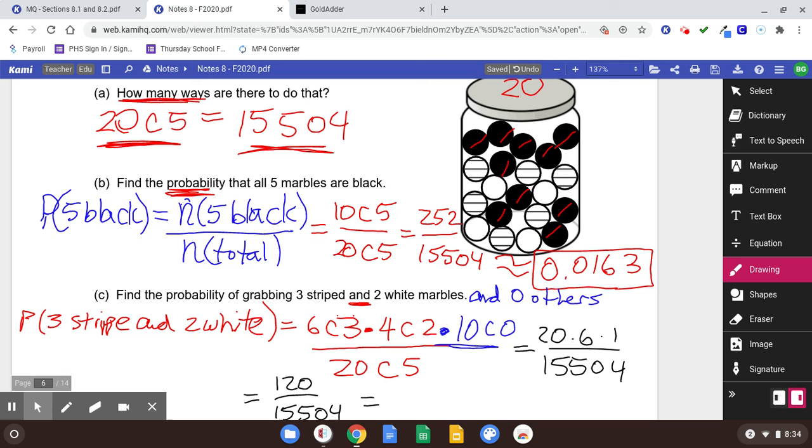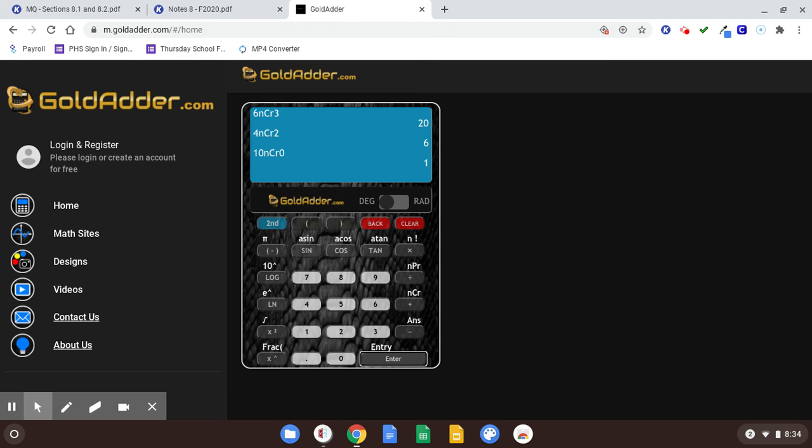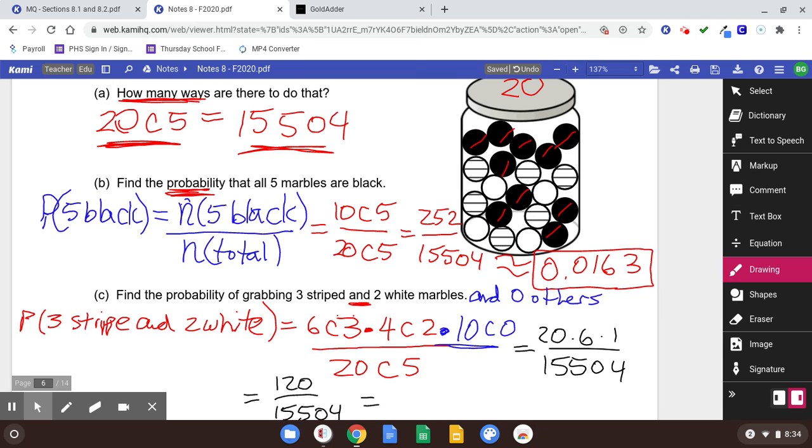Now, if you like fractions, go with your fraction. I would recommend reducing it, but I hate reducing weird fractions. I would rather personally see the decimal. Looks like 0.0077. So again, think about what we just found: the probability of grabbing 3 striped and 2 white marbles from that jar of marbles, a very, very low probability there.